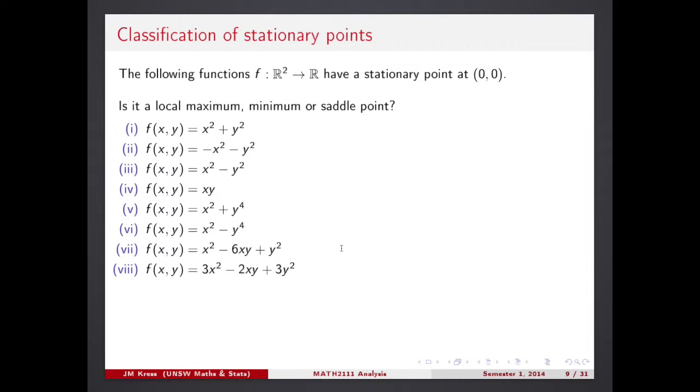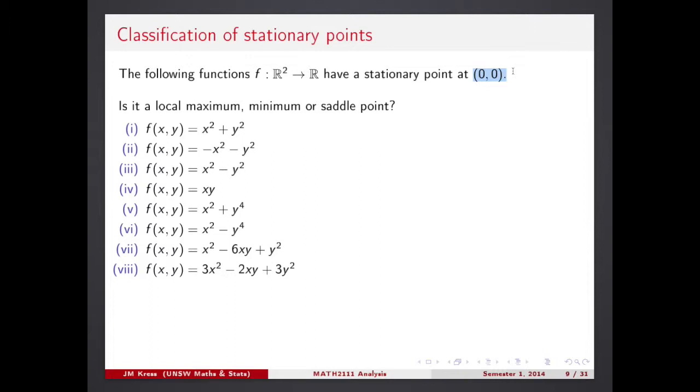So here's a bunch of 8 examples. If you compute the gradient for all of these 8 functions at this particular point, the gradient will be 0. I'm not going to do these computations. It's an easy computation, you can do it on your own, which means that 0, 0 is a stationary point for each of those functions.